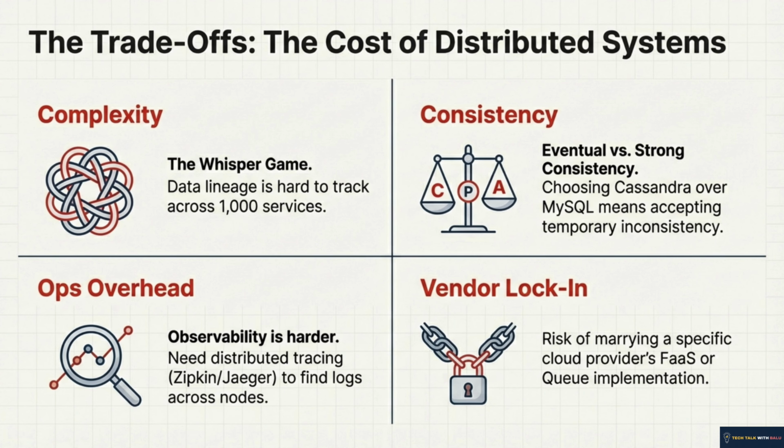Distributed systems have a cost. Complexity. Tracking a bug across 1,000 services is a nightmare. It's the whisper game on steroids. Consistency. If you use Cassandra, which is great for scale, you might have eventual consistency. You have to accept that data might be out of sync for a few milliseconds. Observability. You can't just tail a log file anymore. You need distributed tracing tools like Zipkin or Jaeger.